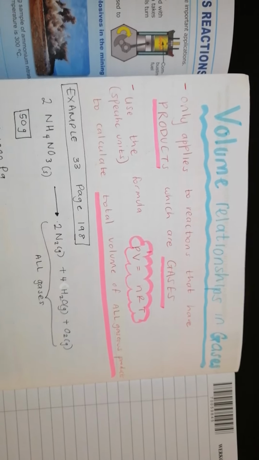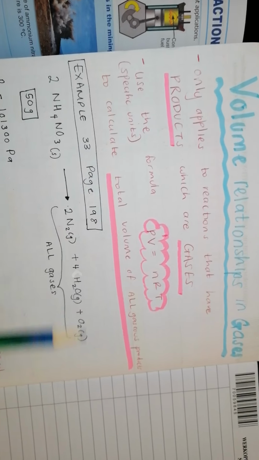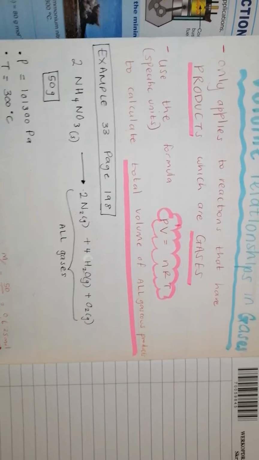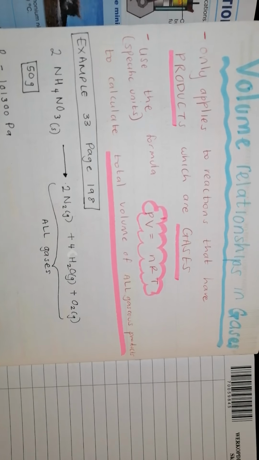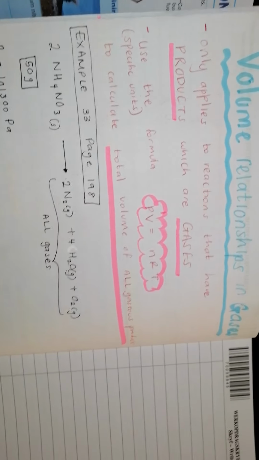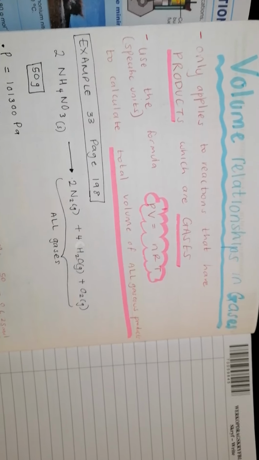And this section is just all on calculating the volume of products you are going to make only if it is in gases. So it only applies to gases. So if you see liquid, aqueous, or solids, you're going to ignore it. It's only specifically for gases.